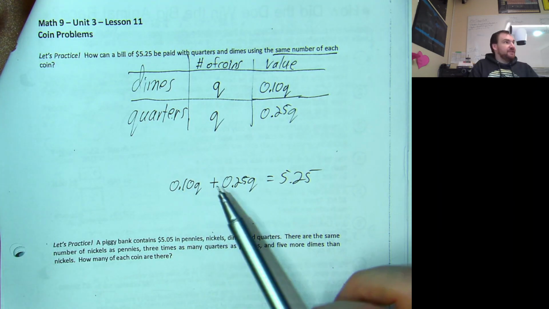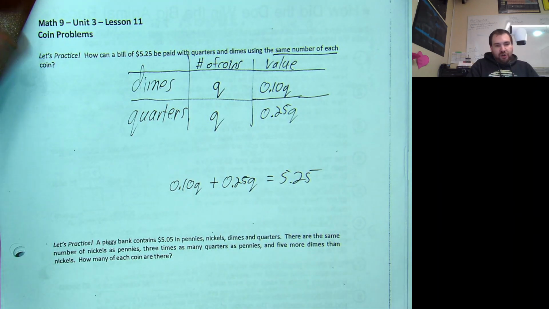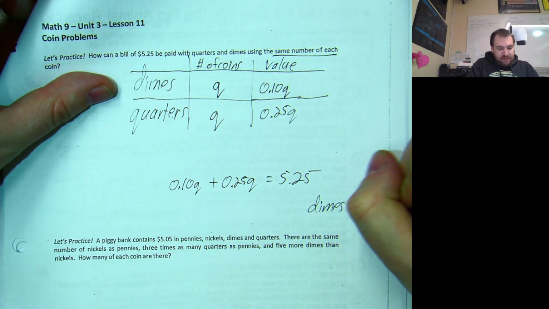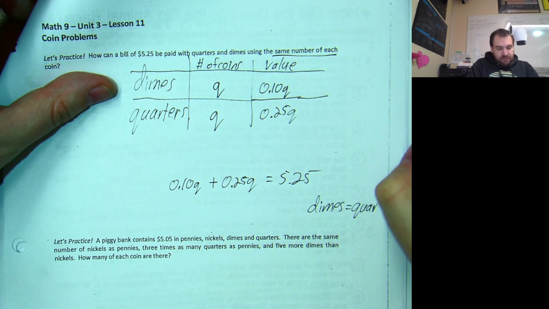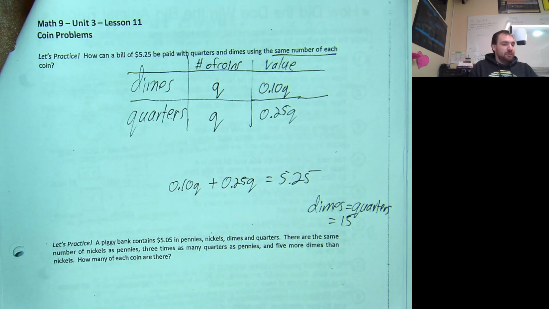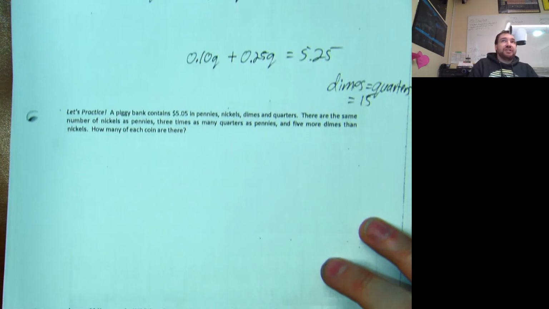This becomes easy then to solve, yeah? Okay, so I'll leave this to you. What you're looking for is dimes equal quarters equals 15 of each. Okay, so then the next one is going to look like this.